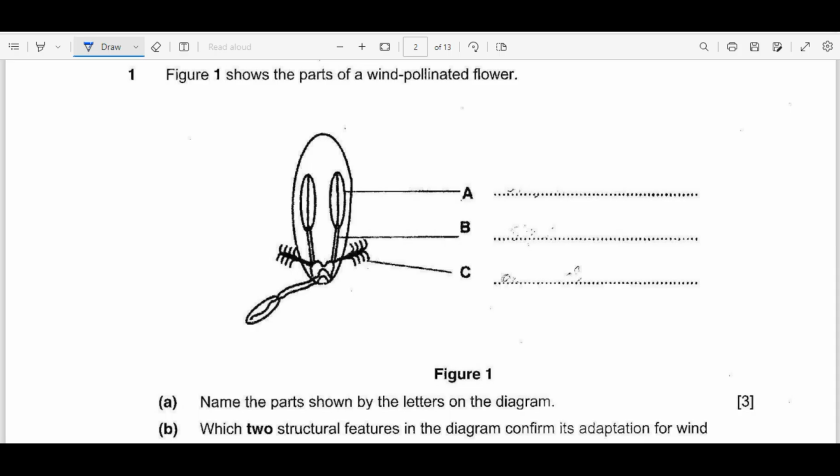Now we have this structure A. This is for you to master the structure, and this is known as the anther. The function of the anther is to produce the pollen grains. The pollen grains are the male sex cells of a flower. For structure B, it's a structure that is holding the anther in the right position, especially for pollination. So this is a filament. Then we have structure C. This one receives the pollen grains during the process of pollination. So we have the stigma.